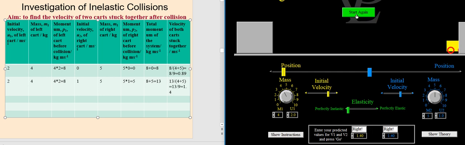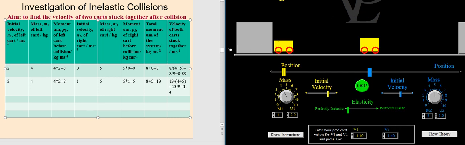So let's now start again. So you can see how useful this is to be able to predict what velocity two things are going to have when they join together after they've collided. So if we start again, and this time we're going to make the first left-hand one go a bit quicker. We're going to set that at 4, and we're going to have its mass at 4. That can stay the same. 4 and 4.